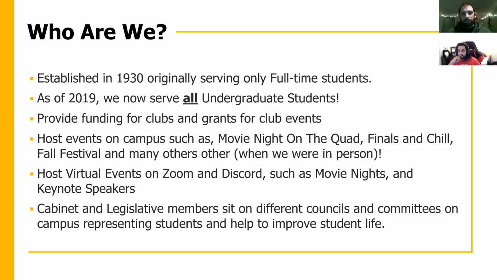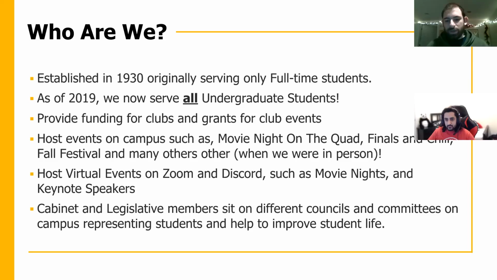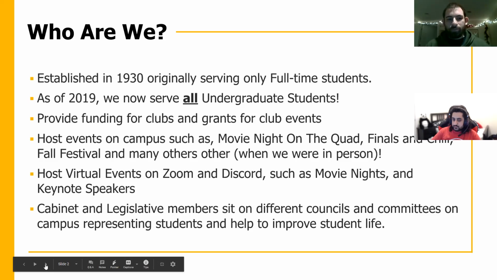Another thing, the main bread and butter of student government, is that the cabinet and legislative members sit on different councils and committees, and they represent the students. With that representation, you have to use your voice, you learn how to advocate, and you help to improve student life. Of course, there's a lot of advocacy for campus-related stuff, but because we're not on campus, at least more recently, that's not the case. Right now, we're mostly advocating for basic student and academic stuff that we want. It works pretty well, and I could talk more about that later too, possibly. So, Aaron, could you go to the next slide?